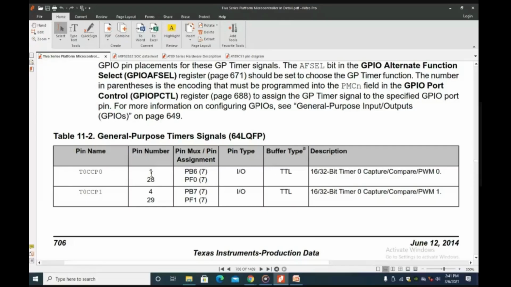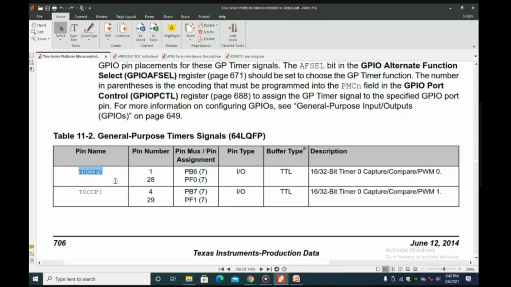Here you can see this is very interesting. For capture compare pin 0, as you know, many GPIO pins have alternate functions. A single GPIO pin can be used for different features, alternate functions. As you see here, this is a 64 pin IC.